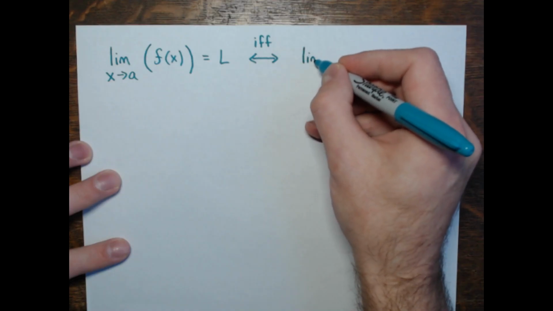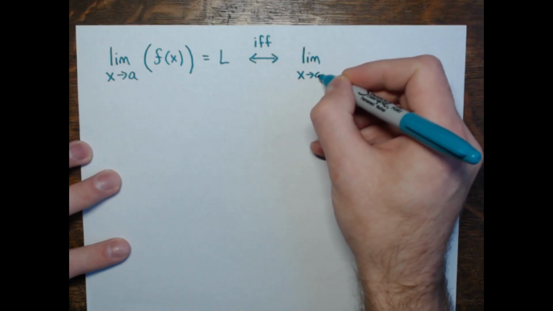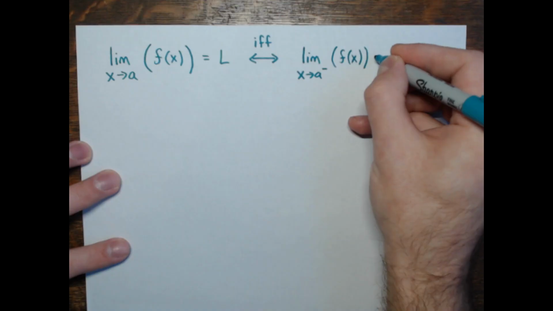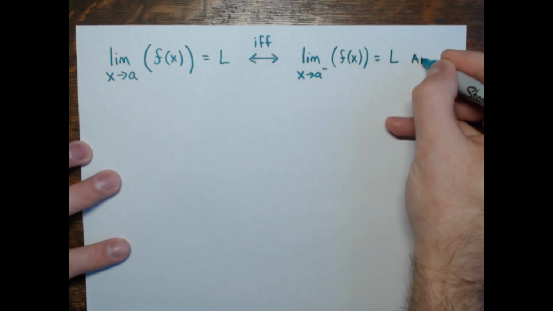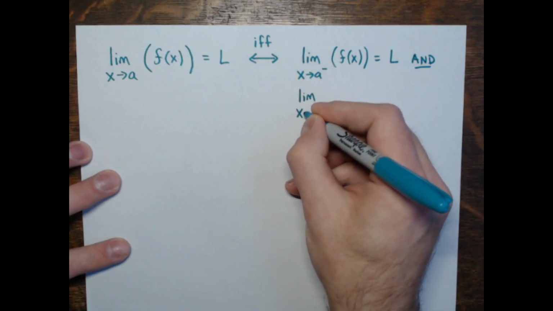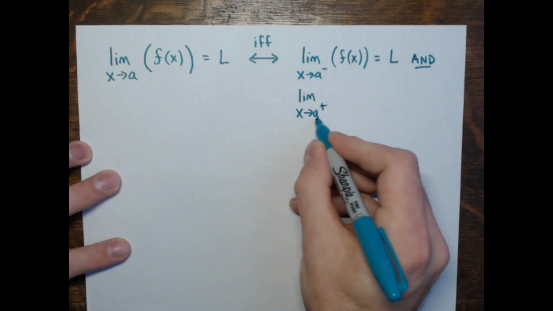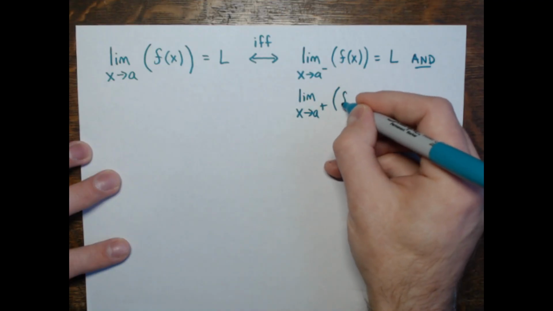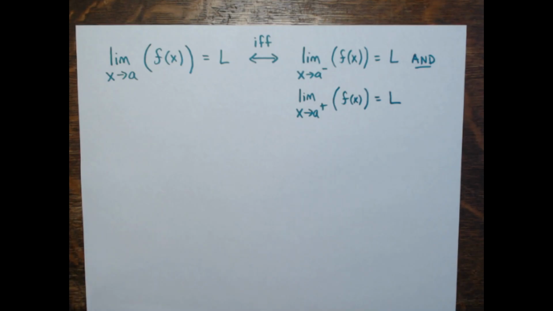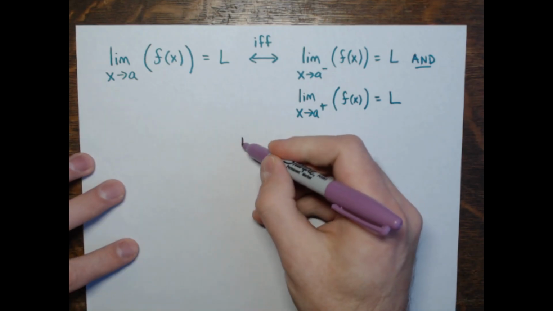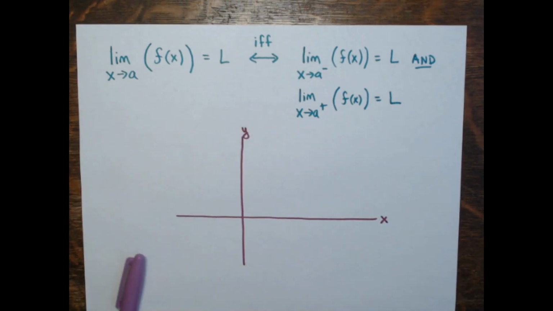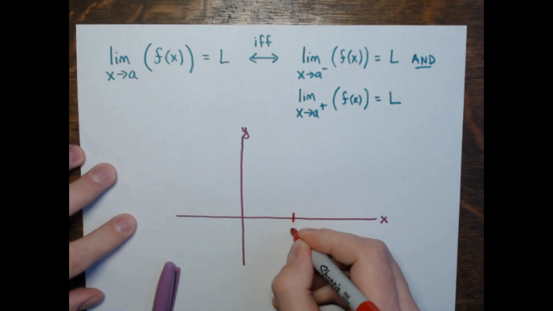The left side limit, so the limit as x approaches A from the left of the function is L, and at the same time, the right side limit is also L. So the limit as x approaches A with the little plus sign is equal to L. So again, graphically, here's this point A comma L.